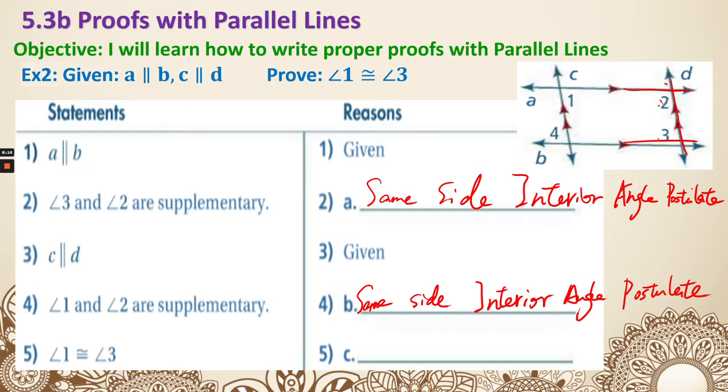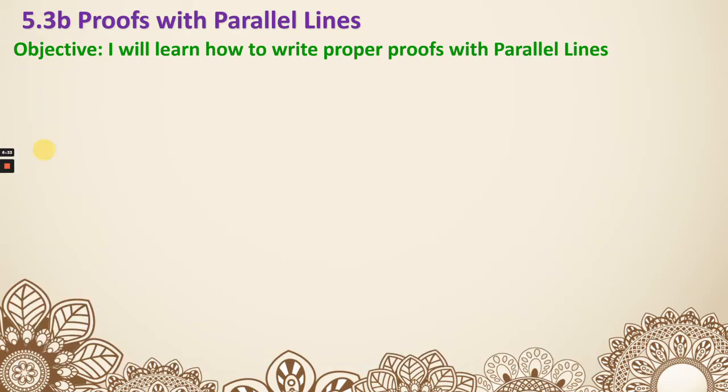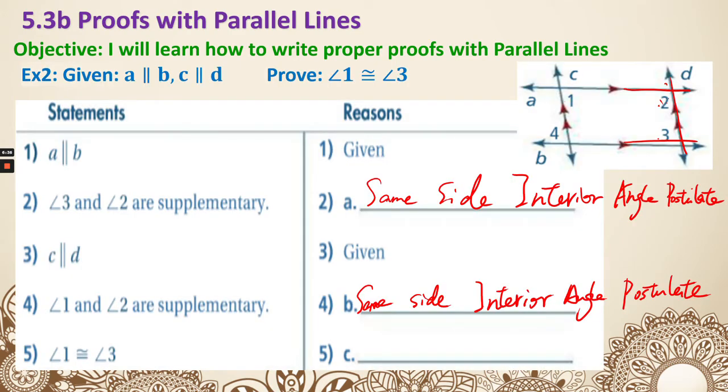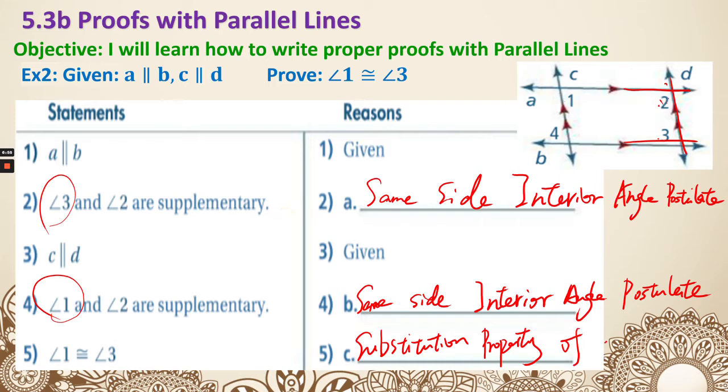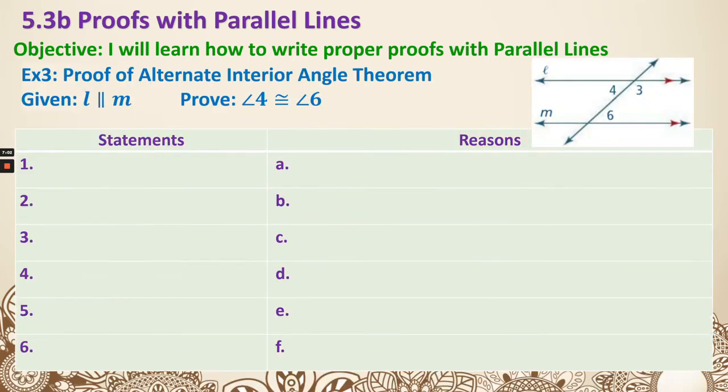And because of that, angle 1 and angle 3 are actually congruent. We already know 3 and 2, 3 and 1 can actually take the same place. Call that either substitution property of equality. That's example 2.